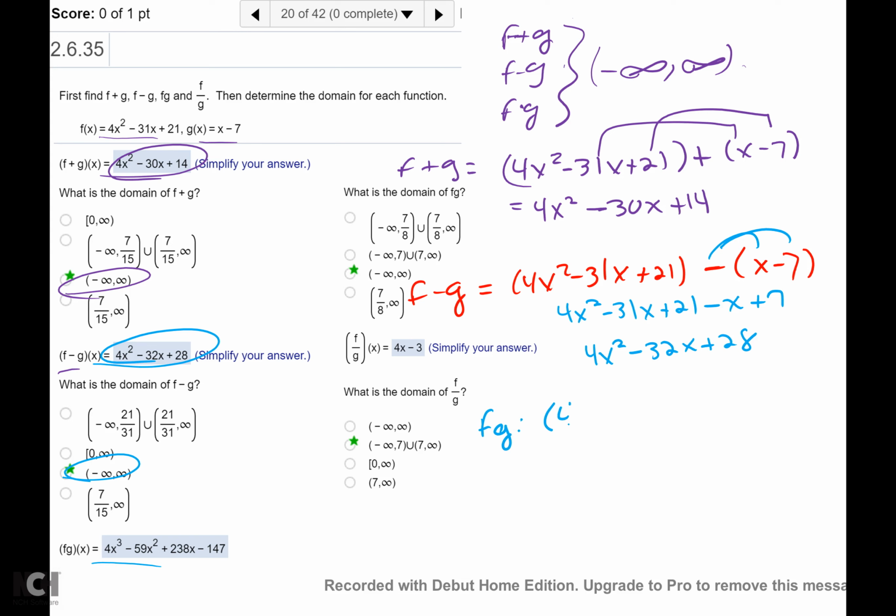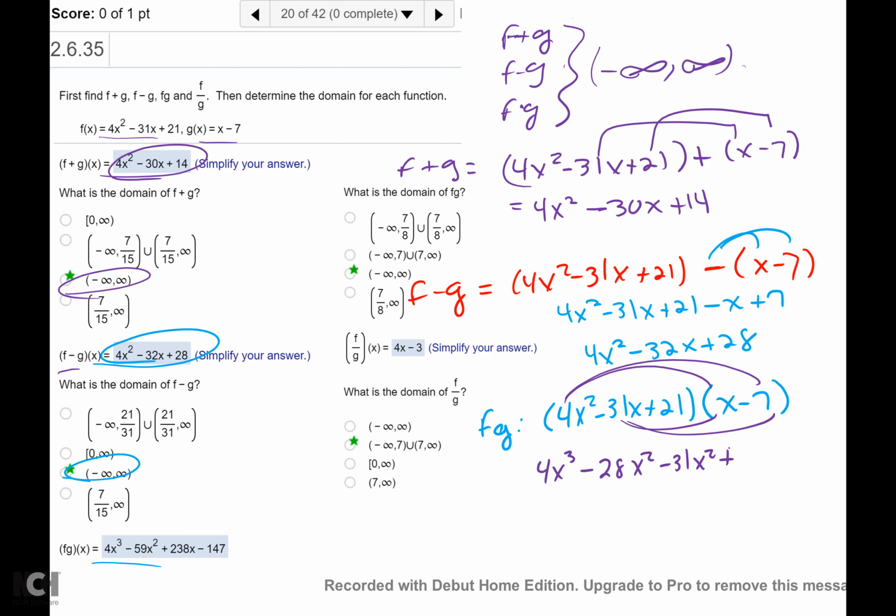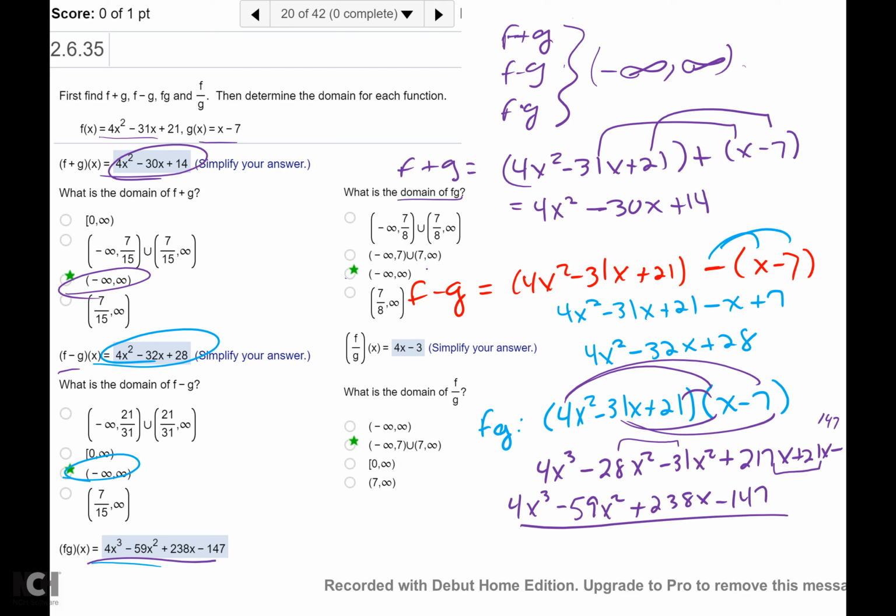Okay, f times g, you're going to take 4x squared minus 31x plus 21, and you're going to multiply it by x minus 7. So if I distribute, I get 4x cubed minus 28x squared minus 31x squared plus 217x plus 21x minus 147. Combine like terms, I'm going to get 4x cubed. Combine your squares, negative 28, negative 31 is negative 59x squared. Combine your x's, you get positive 238x minus 147 on the end. There's your times. The domain, again, is going to be all real numbers.